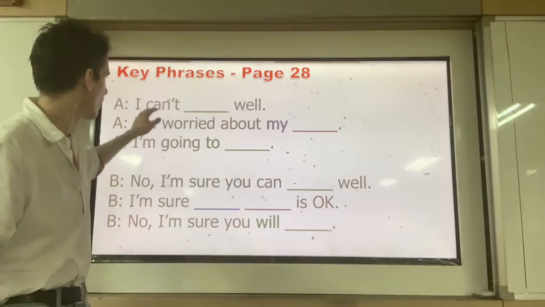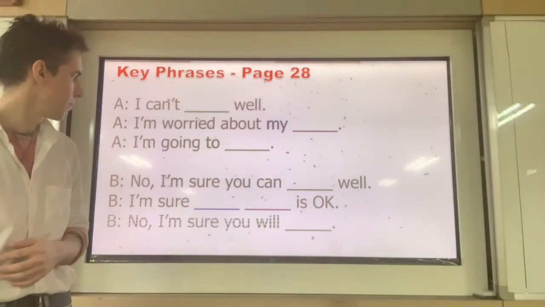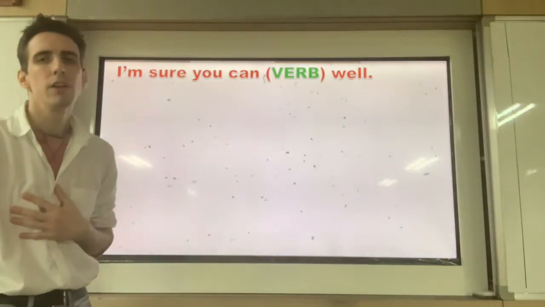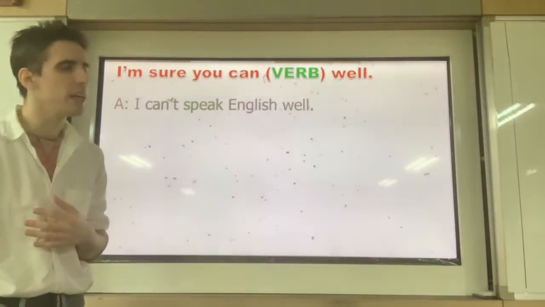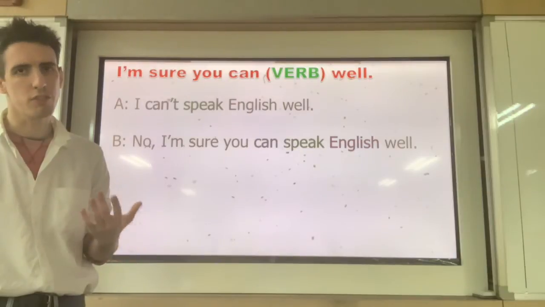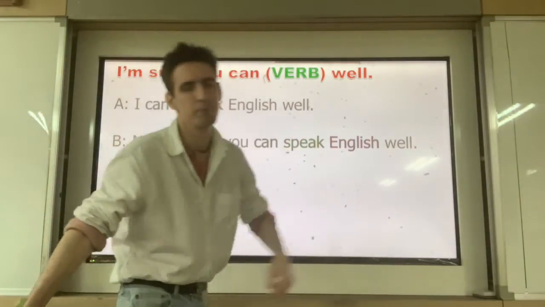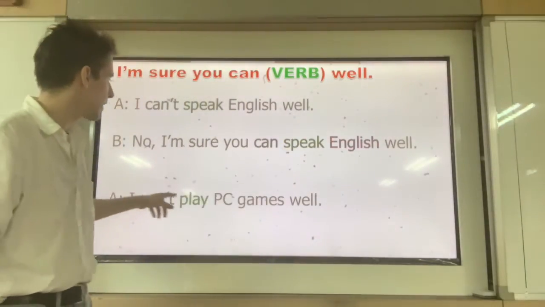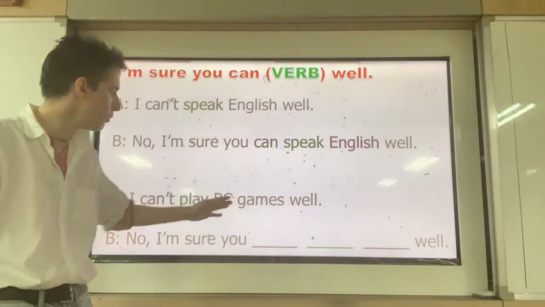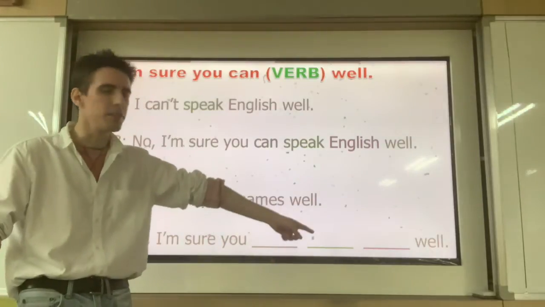All right, so as you can see, A, B, A, B, A, B. All right, so I'm sure you can verb well. So, I can't speak English well. No, I'm sure you can speak English well. So, speak English well. All right, I can't play PC games well. No, I'm sure you blank, blank, blank well. Can play PC games well.